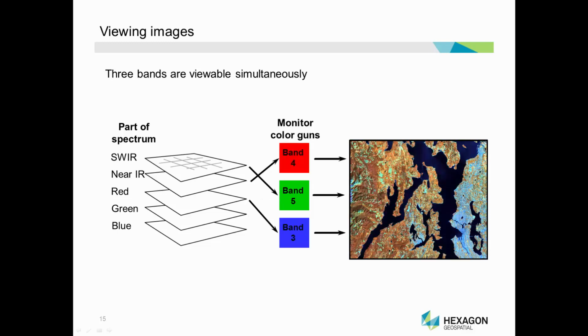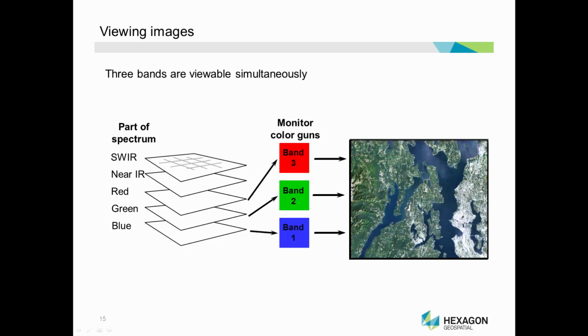If we change the bands so shortwave infrared is sent through the red color gun, near-infrared is sent through the green, and the red band is sent through the blue color gun, we now see something very different. Vegetation is now orange, urban and bare ground are lavender, while water is still very dark. Finally, if we want to view the image in true color, we send the red band through the red color gun, the green band through the green color gun, and the blue band through the blue color gun. The image is now displayed using natural colors.